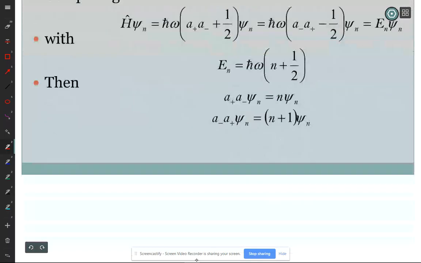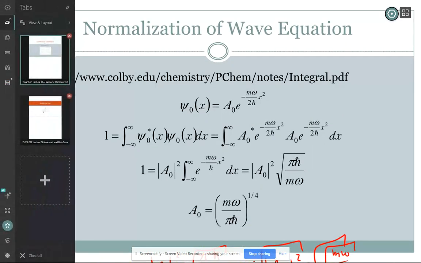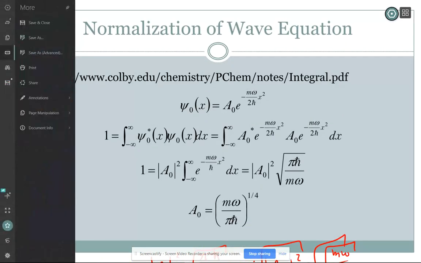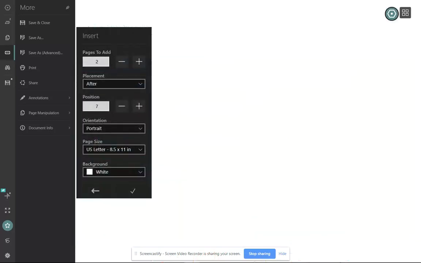Now, of course, I have to switch. I'm going to just put a slide in between, actually. I've run out of space on that slide. Page manipulation, insert. I'll put in an extra one just in case I take a lot of space.